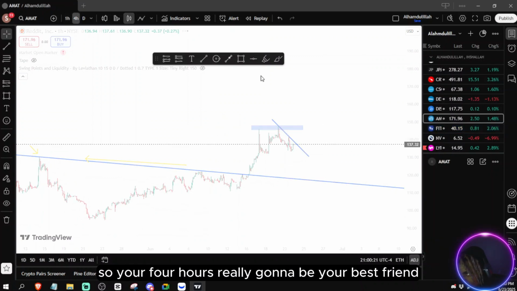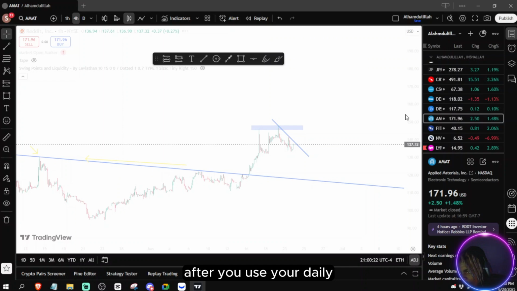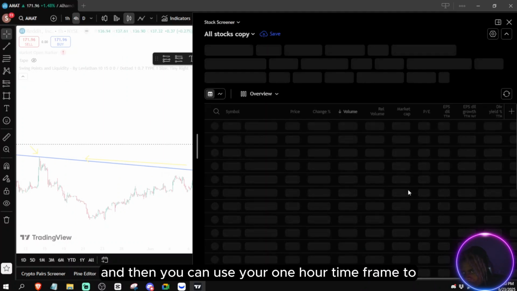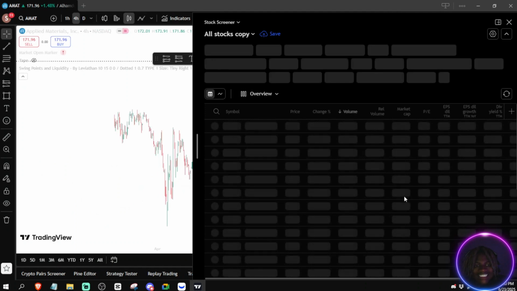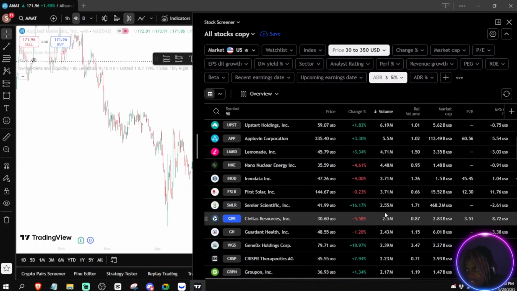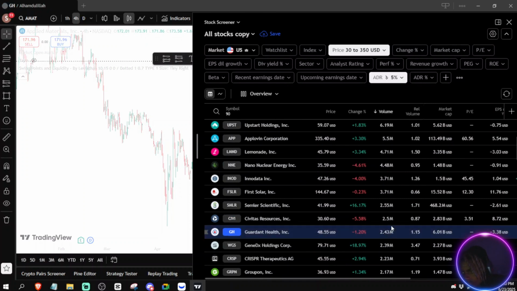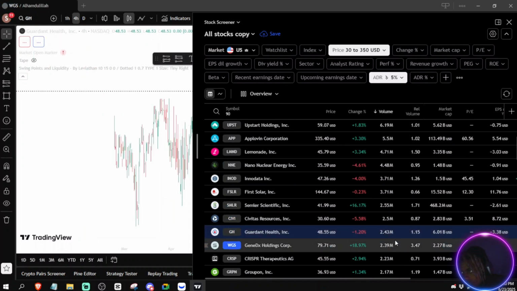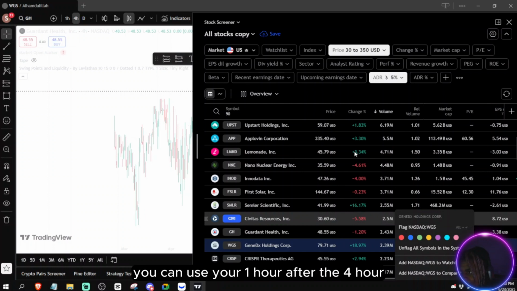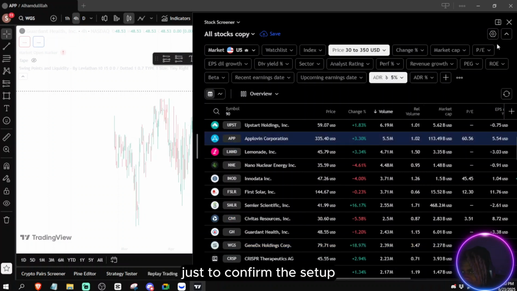So your 4 hours really gonna be your best friend after you use your daily. And then you can use your 1 hour time frame to make sure that the setup is just as crispy as it should look on the 4-hour. So after the 4-hour, you can use your 1 hour just to confirm the setup and make sure it looks clean.